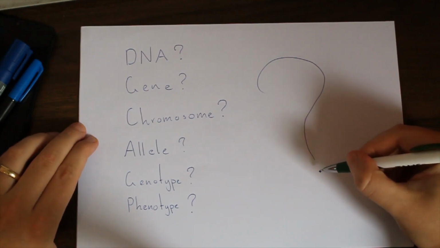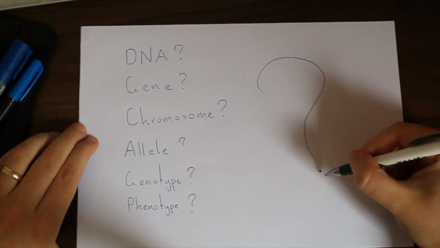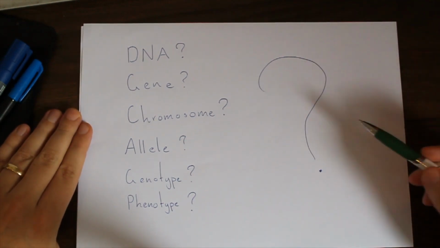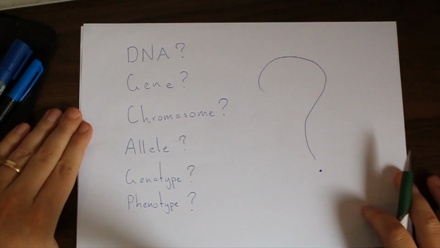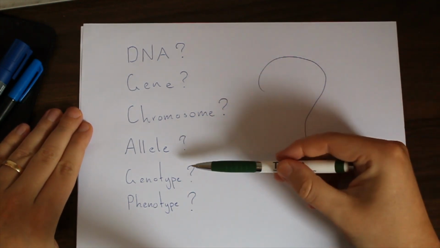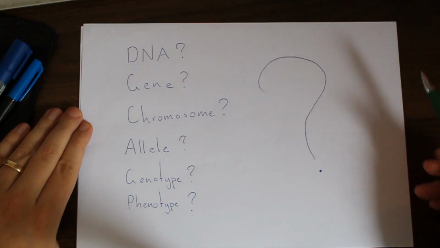Welcome to this online tutorial. We'll be talking about some of the introductory ideas in genetics. Specifically, what is DNA, what is a gene, what is a chromosome, an allele, a genotype and a phenotype, and how do they all relate.